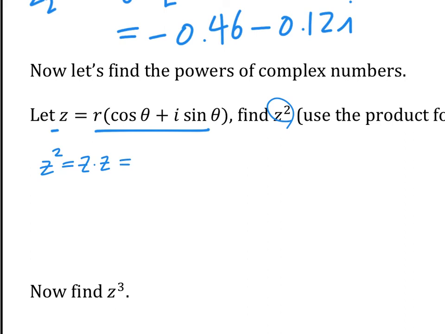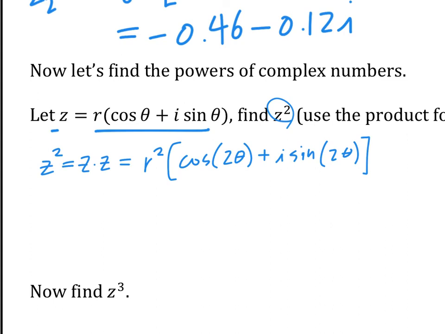So z is r cis theta. According to the formula, if we're multiplying two complex numbers together, what do we do with the radius? They multiply, so this becomes r squared. And then we have cosine of, what do we do to the angles? We add them together, so it becomes 2 theta. And then we do the same with the sine. Is everybody okay with this part? I'm just multiplying two things together. I multiply the r, I add the angles according to the formula.